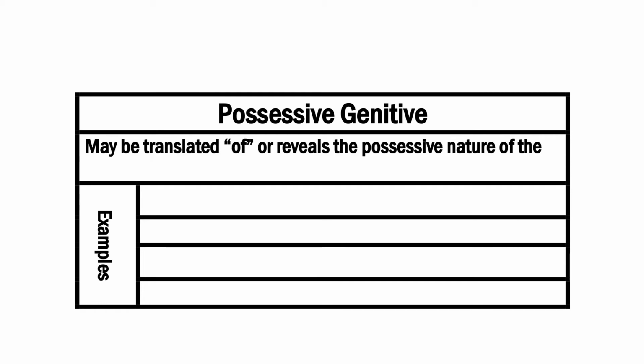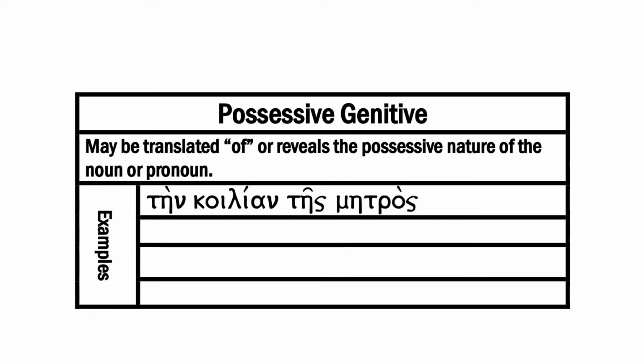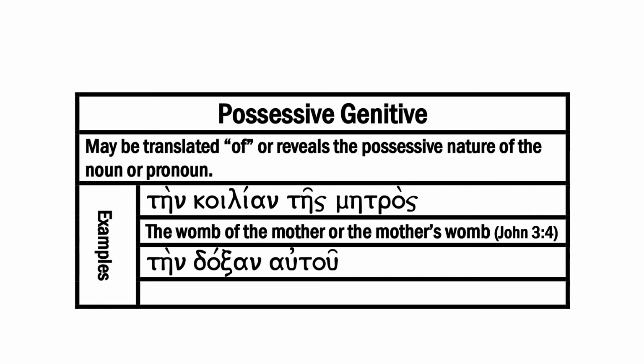Alright, and now let's go over some notes on the cases. First you have genitive. This case is usually used to show possession. It also has an adverbial function as it specifies time and place. The possessive genitive may be translated "of" and reveals the possessive nature of the noun or pronoun. Here's an example. Ten koilian tes metros, the womb of the mother, or the mother's womb, from John 3:4. Then you have ten doxan autou, which is simply translated "his glory," from John 1:14.